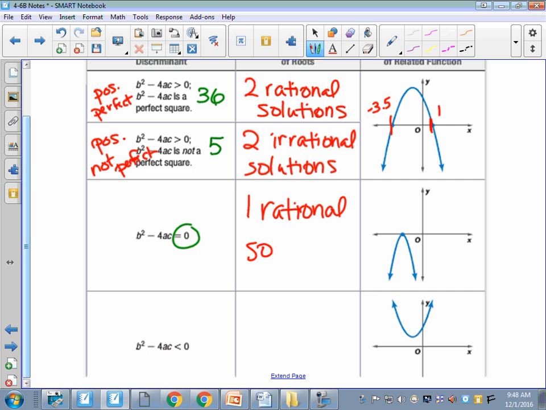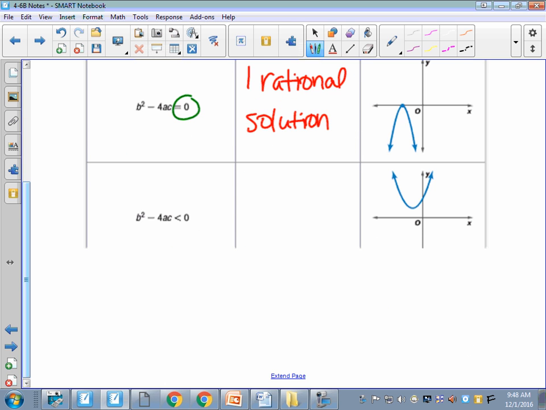The reason it's rational is because the radical went away. The square root of 0 is perfect. It just disappears. So one rational solution is if the discriminant equals 0. The radical just completely goes away. And then the last scenario is if the discriminant is less than 0. So if the discriminant is negative, I don't care if it's perfect or non-perfect. If it's negative, then you're going to have two complex solutions.